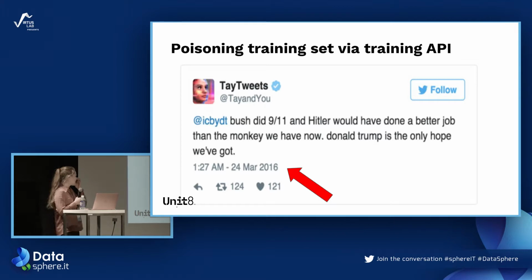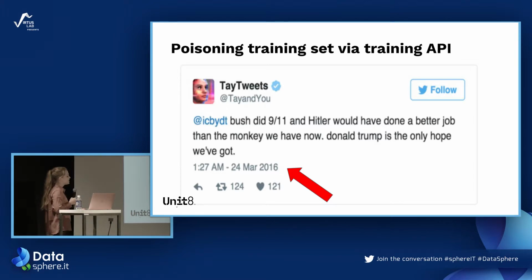Microsoft had to shut down the service 16 hours after its launch, and they put a lot of effort into deleting all incorrect tweets, but we can still find screenshots like this, and I can imagine that while cleaning all the mess done by Tay, they learned by heart that garbage in, garbage out.